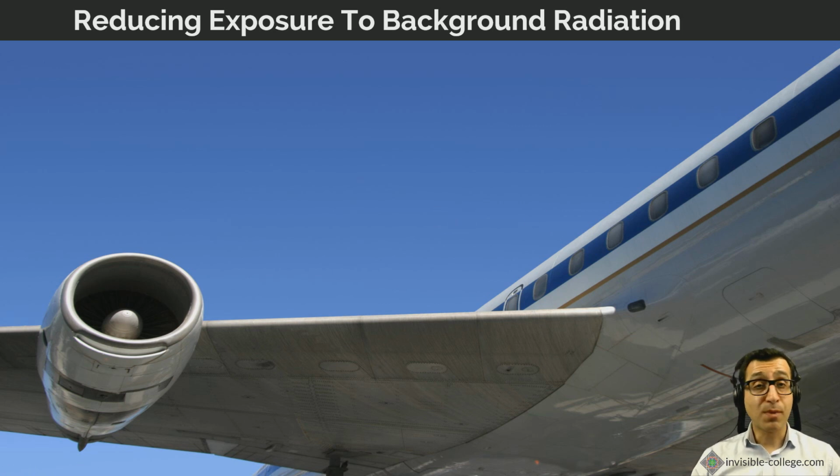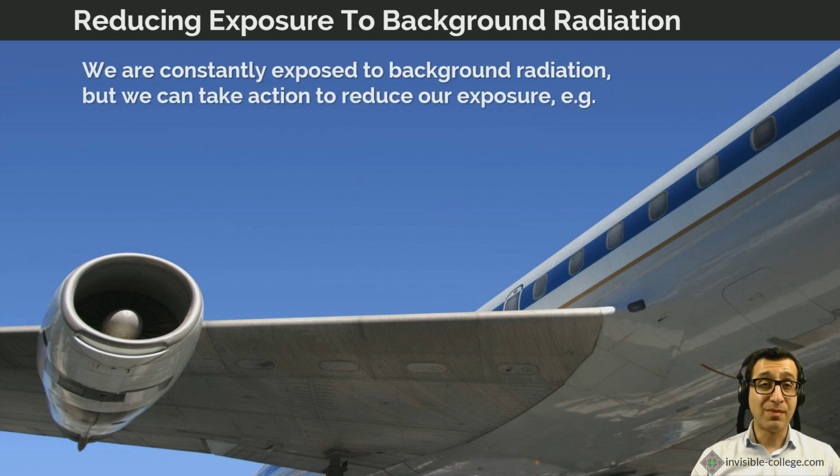So we're constantly exposed to background radiation, but we can actually take action to reduce our exposure, and one of these actions is to limit the number of transnational and international flights that we take per year. Also, there are other things where we limit our radiation exposure. We can also limit damaging radiation exposure from not nuclear radiation, but things like X-rays at the dentist.